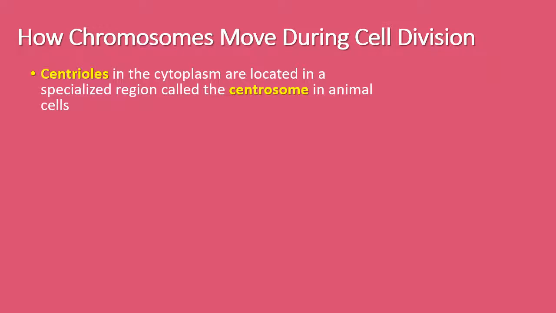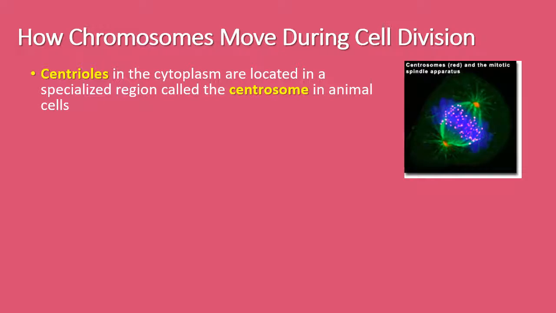So the spindle apparatus is going to be really important for how chromosomes move during cell division. The centrioles, those structures we talked about before, are located in the centrosome, and they're the site that organizes the spindle fibers. You can see here part of the spindle apparatus. This orange structure in the middle is the centrioles, and you can see all the spindle fibers extending out from that region.